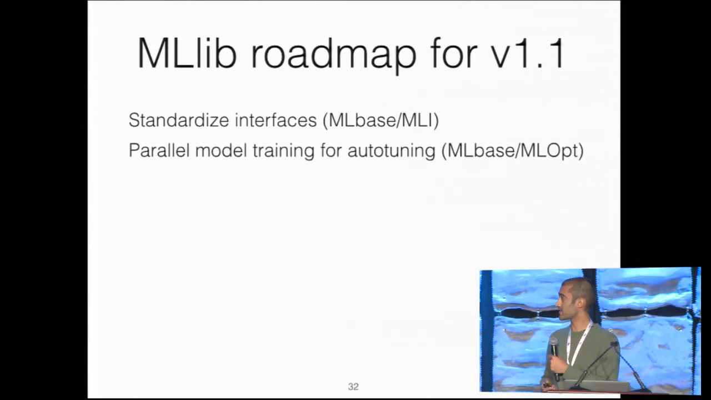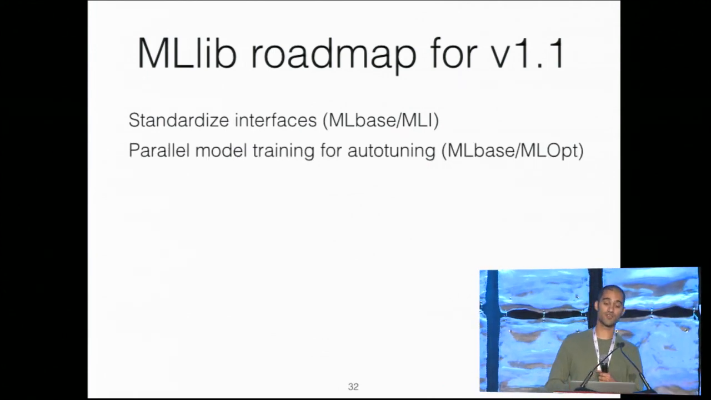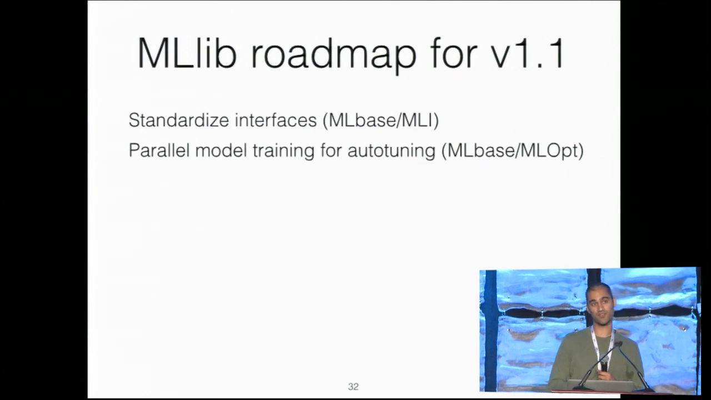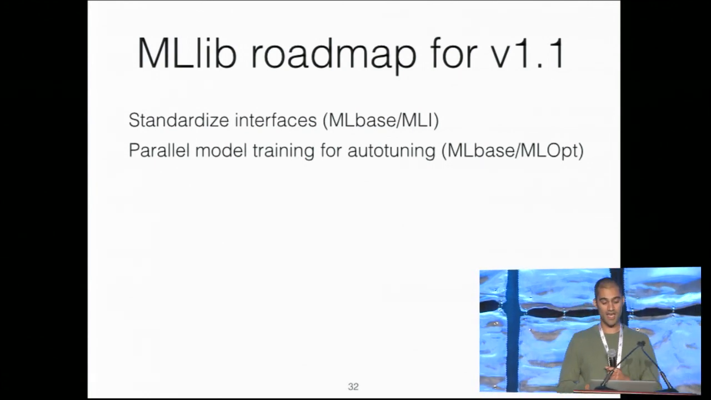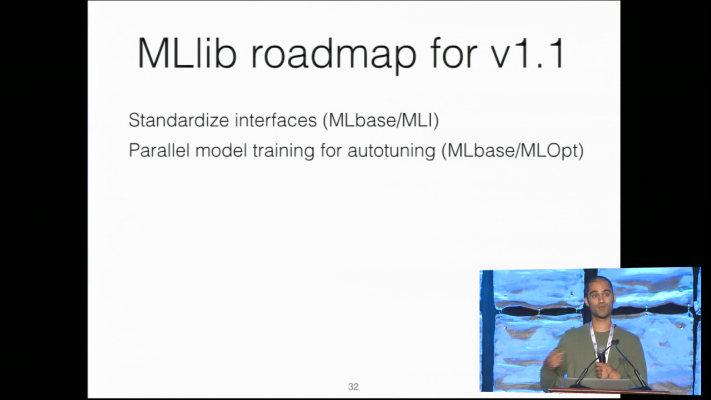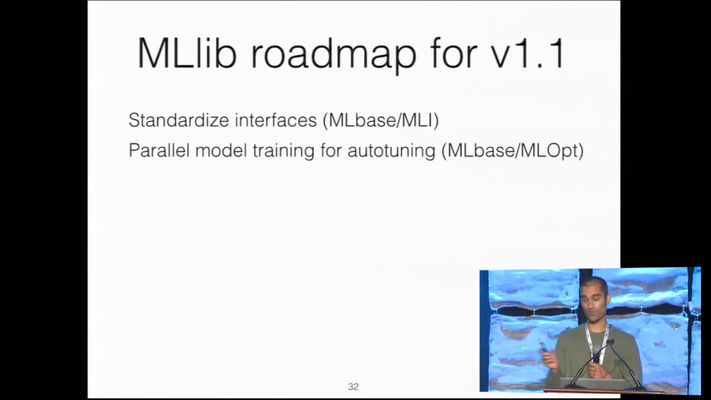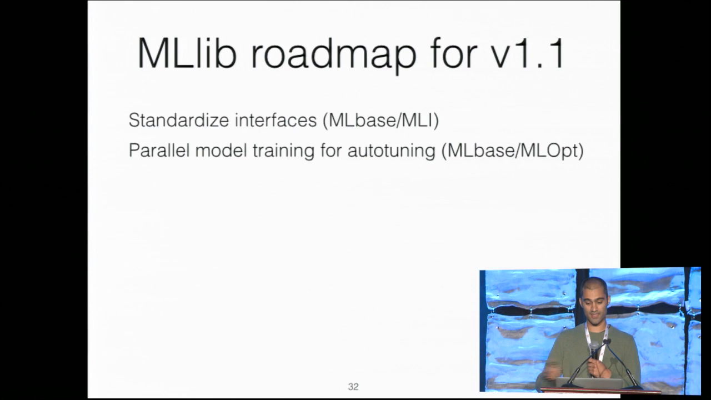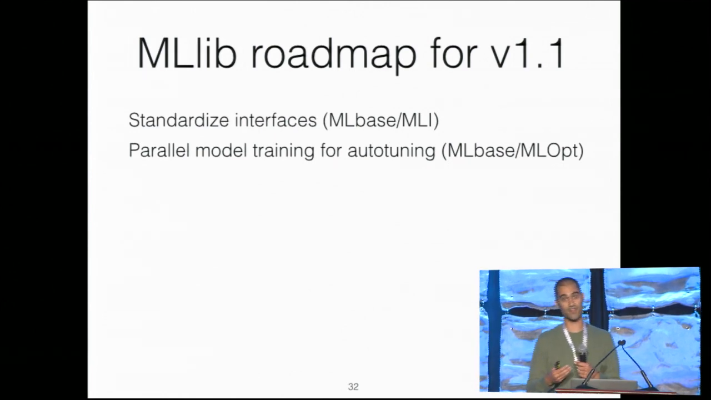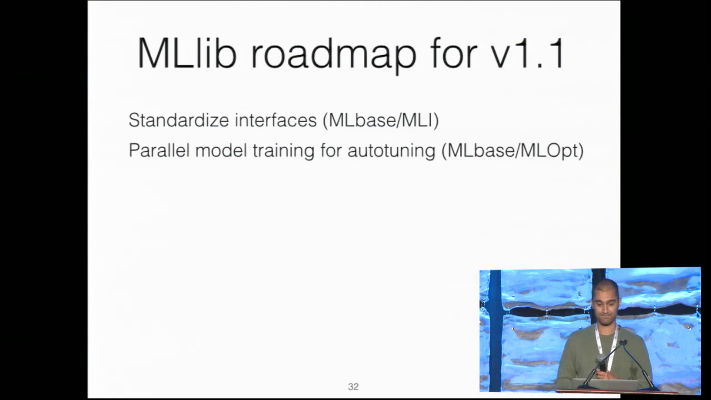Second, we're hoping to get parallel model training into MLlib. It might not happen for this release. If not, it'll happen in the next release. But the idea here is that you often have to train multiple models at the same time because you want to learn optimal hyperparameters for them. And as Evan talked about in his talk yesterday, if you train things in parallel, you can often do that for free, given that it takes longer to read from memory than it does to do computations.